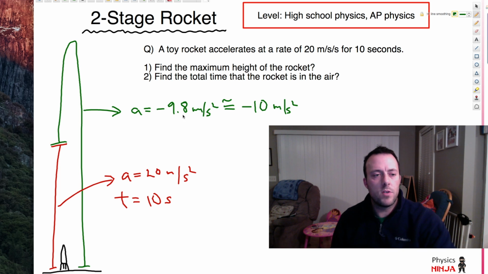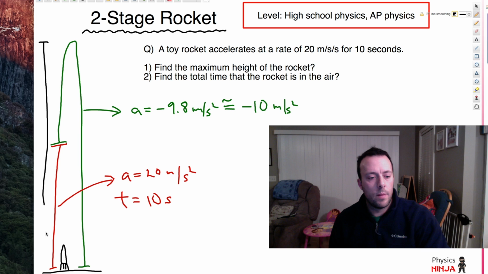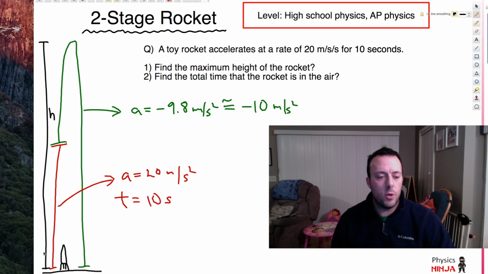So the first question is simply the maximum height. They're looking for how high it will go here. Let's call this h. And the total time. So that's going to be the total time to get to this maximum height, and then we're going to have to add the time it takes to fall back down and land back on the ground.